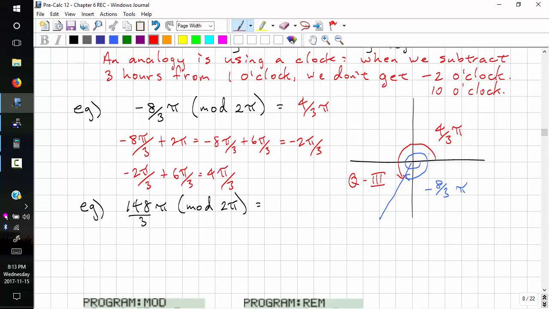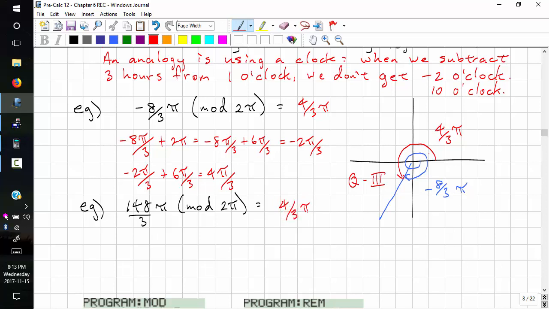So, what happens if we have an extremely large number? You don't want to just keep subtracting 6 pi over 3, 6 pi over 3, 6 pi over 3 until you get the principal angle. You want to use the mod function. This gives us 4 pi over 3.